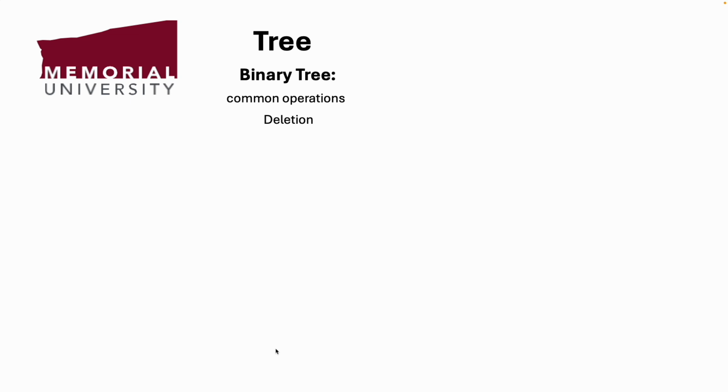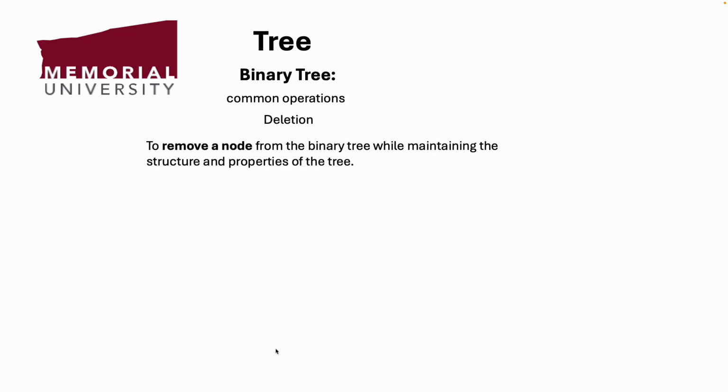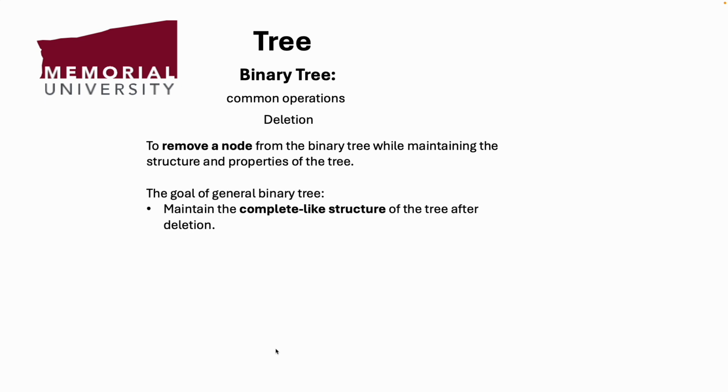Now let's look at the deletion. Deletion in the binary tree is to remove a node from a binary tree while maintaining the structure and the properties of the tree. The goal of deletion in a general binary tree is to maintain what? Maintain the complete-like structure of the tree after the deletion.